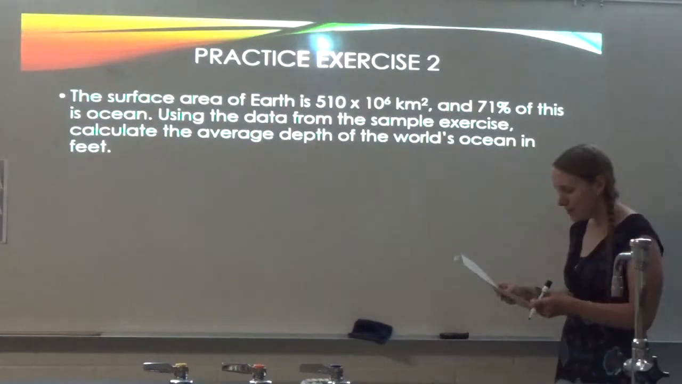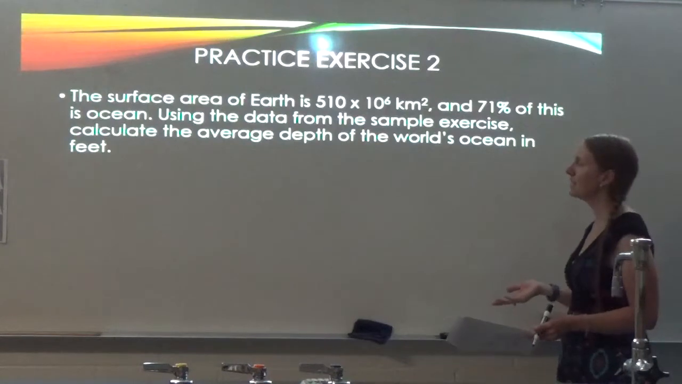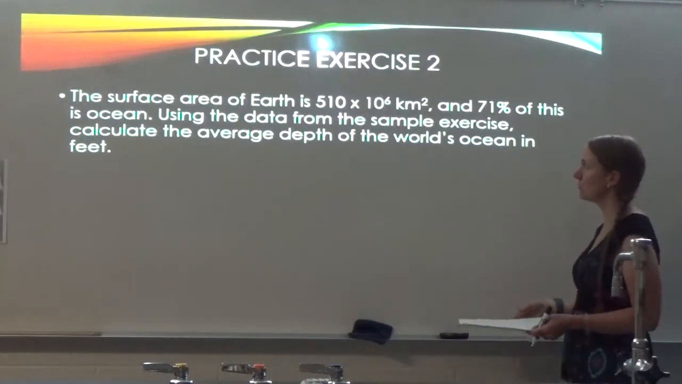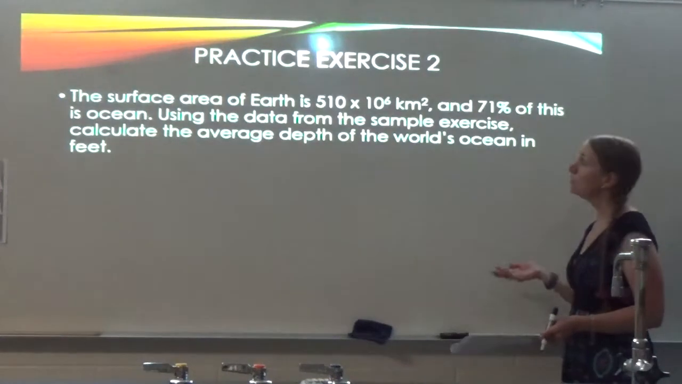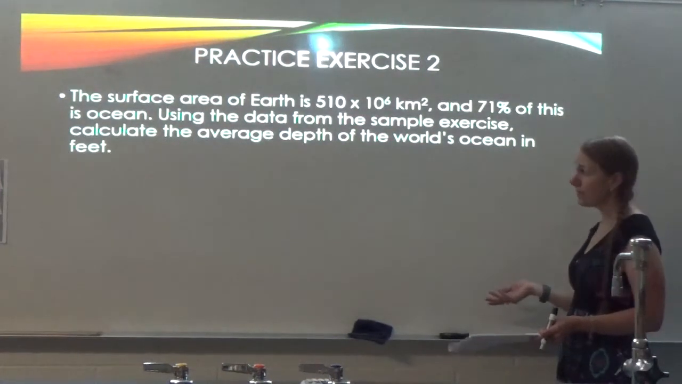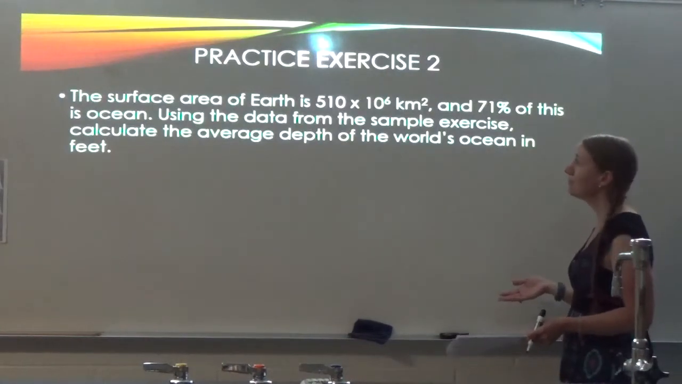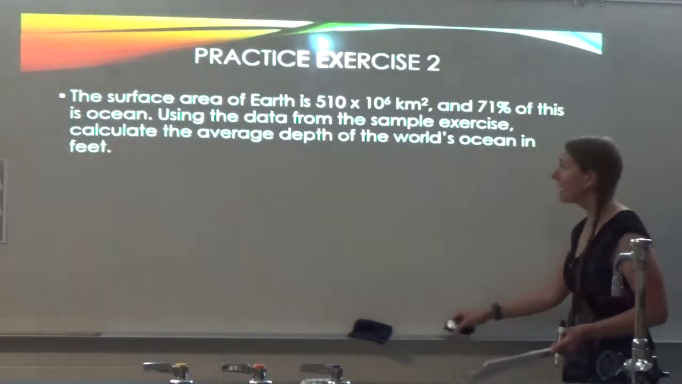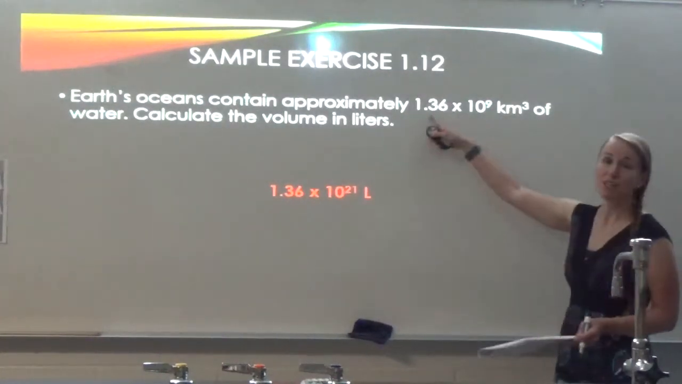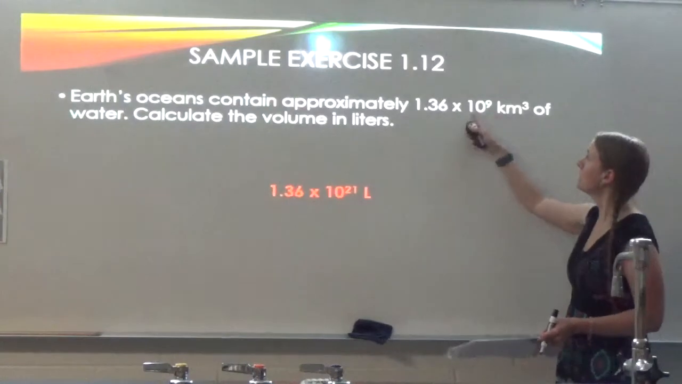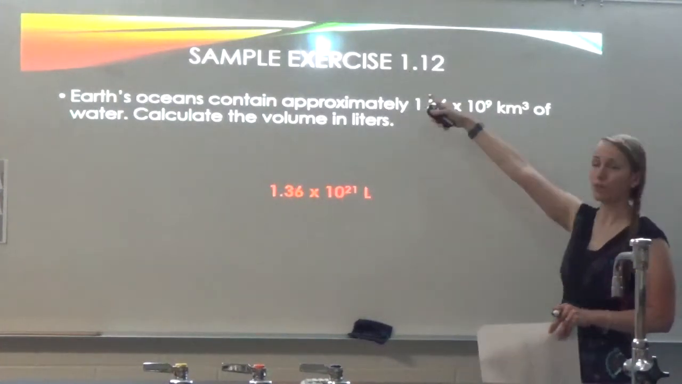All right, so it says the surface area of Earth is 510 times 10 to the 6 kilometers squared. And 71% of this is ocean. Using the data from the sample exercise, calculate the average depth of the world's ocean in feet. Okay, so we're going to go back to where we had from our sample exercise. We're going to need this number, the 1.36 times 10 to the 9 kilometers cubed. You're going to see me use that in a minute. That's where I'm pulling it from, the sample exercise.